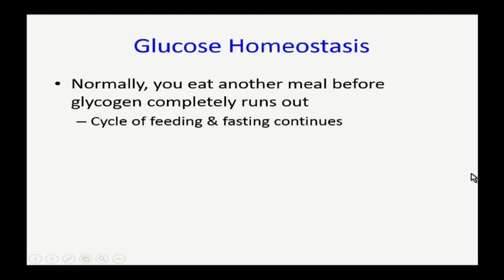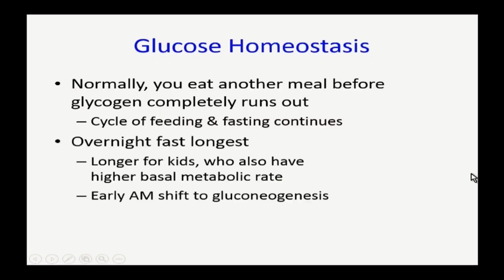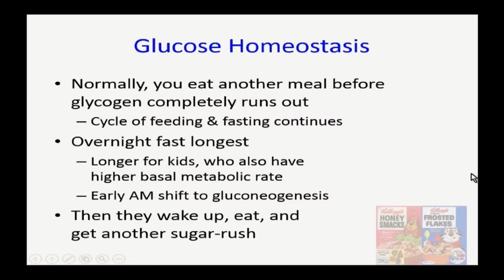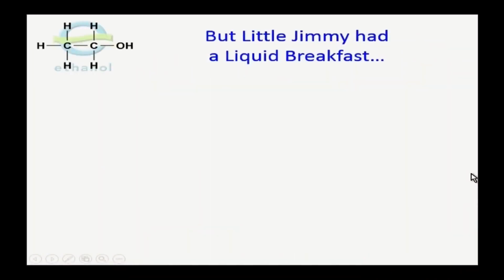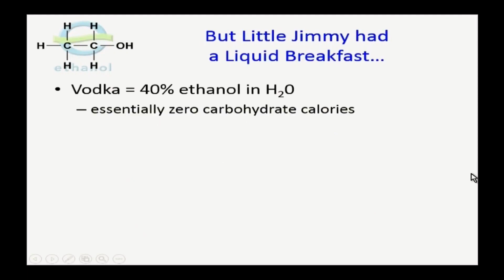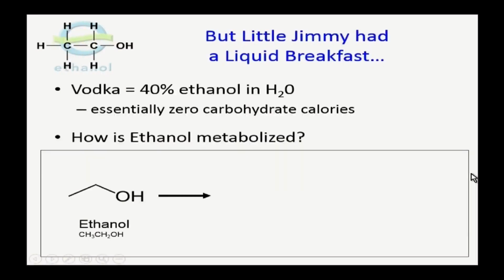Normally, you eat another meal before the glycogen completely runs out, and the cycle of feeding and fasting continues. But for kids, the overnight fast is the longest because they might go to sleep at 7:30 or 8 p.m. They also have a higher basal metabolic rate, so they have this earlier shift and a more complete shift towards gluconeogenesis compared to adults. Then the kid wakes up, and they get another sugar rush when they eat their Frosted Flakes. But little Jimmy had a liquid breakfast that was basically just water and ethanol and had essentially zero carbohydrate calories at the time he was dependent upon gluconeogenesis.